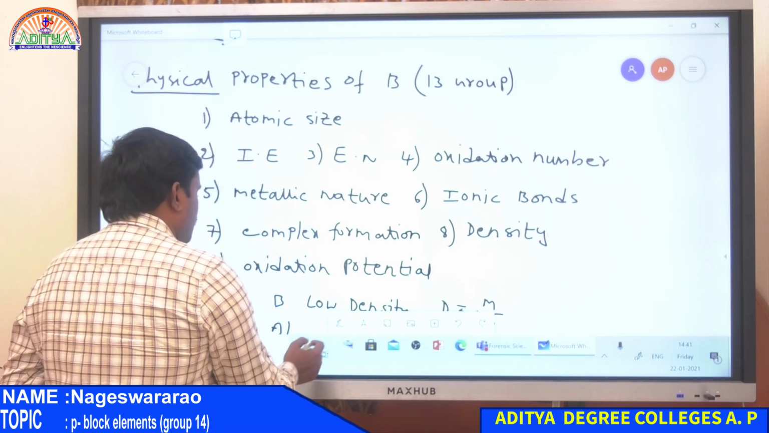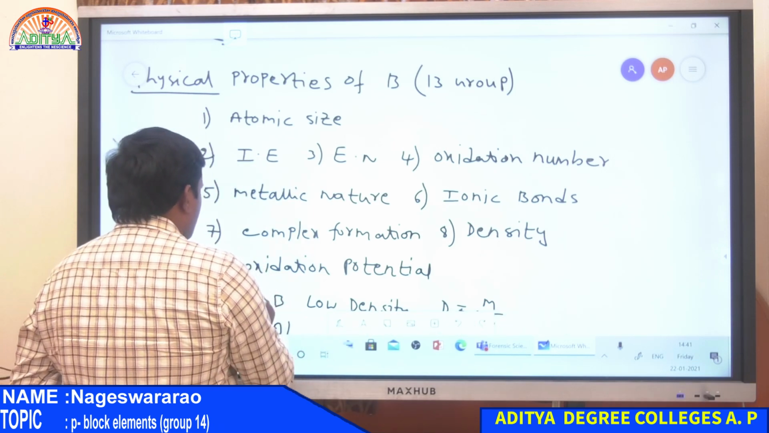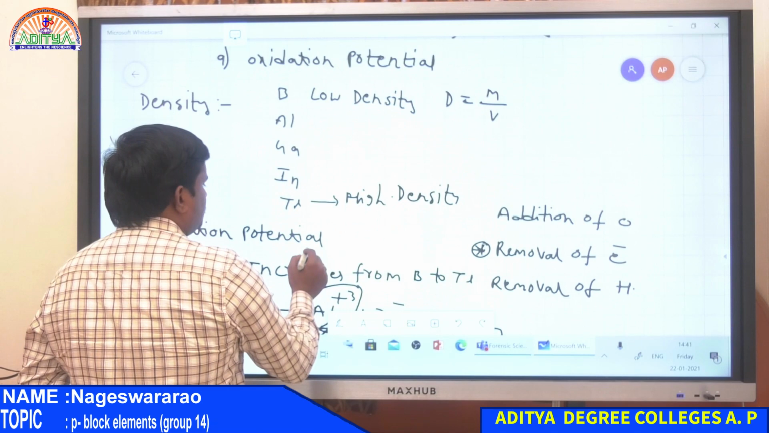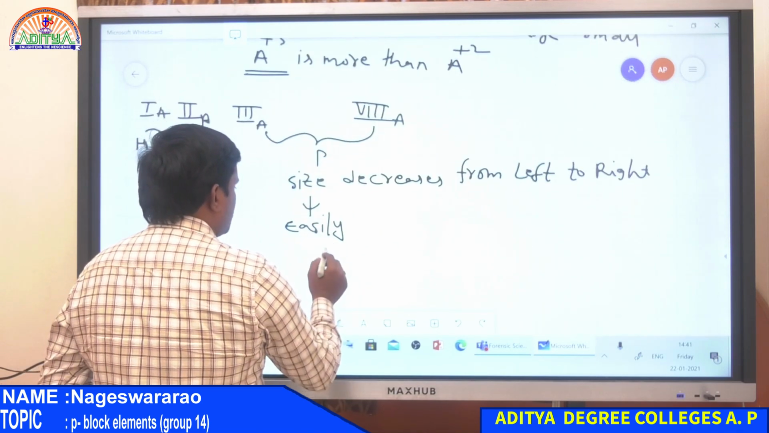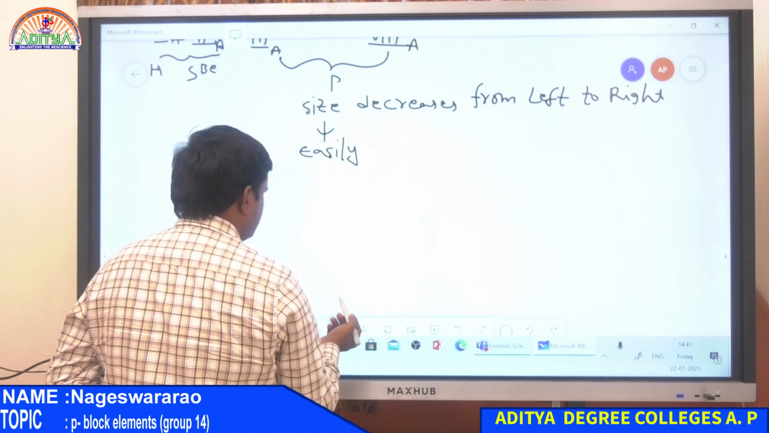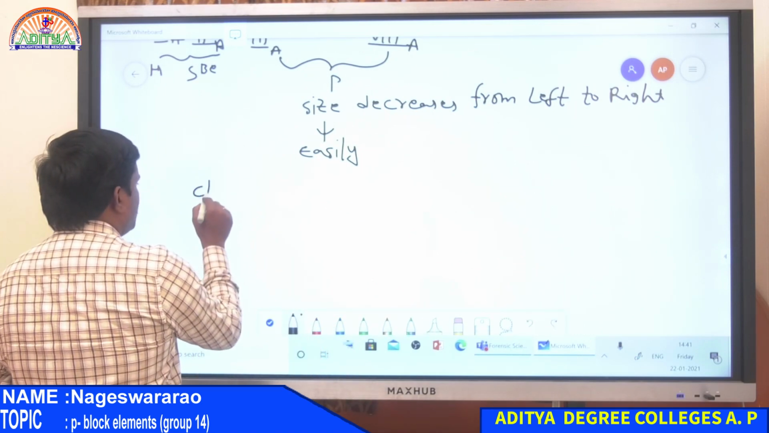Now, chemical properties. What are the chemical properties of 13th group elements or the boron family? So, chemical properties.